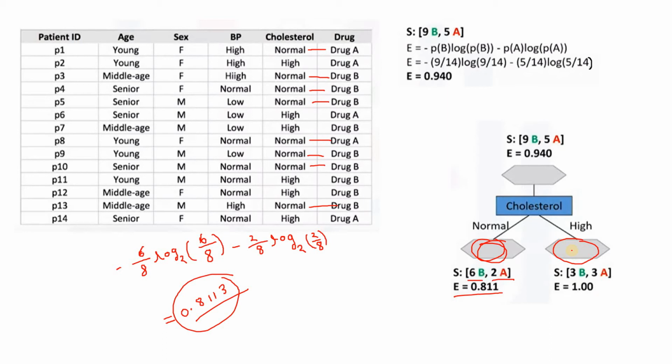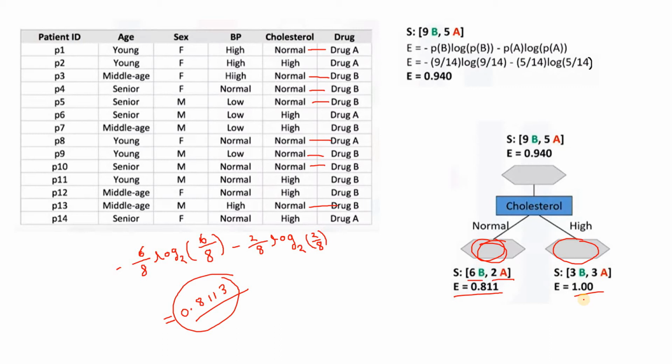Similarly for this node, compute the entropy. See, 3 B, 3 A, no need to compute. This is a uniform distribution, so entropy will be 1, because entropy is maximum when the probability follows a uniform distribution, and the maximum value of entropy is 1. So now we are getting this entropy. Like this, you can compute entropy after splitting based on a particular input feature.